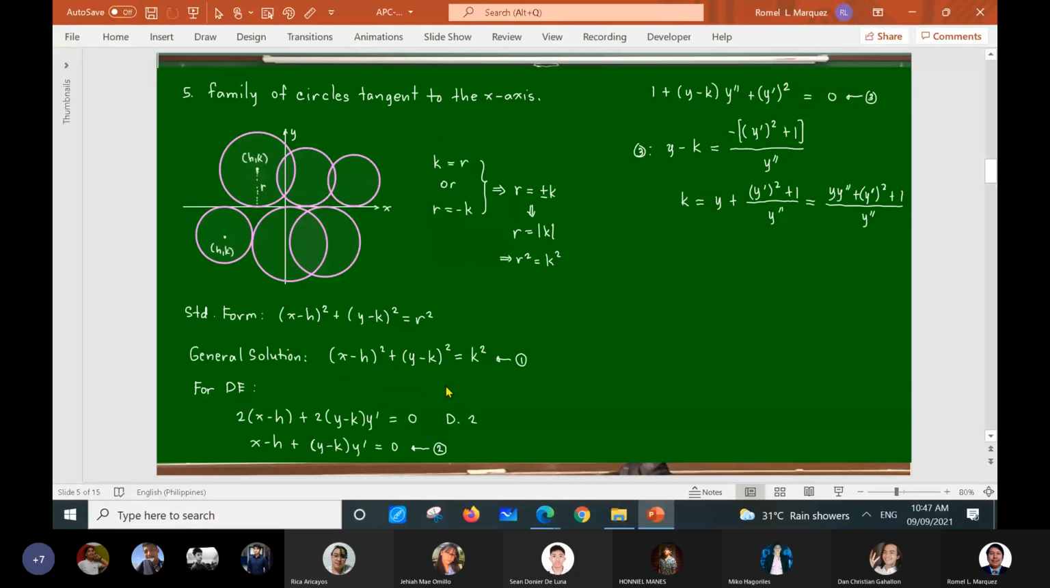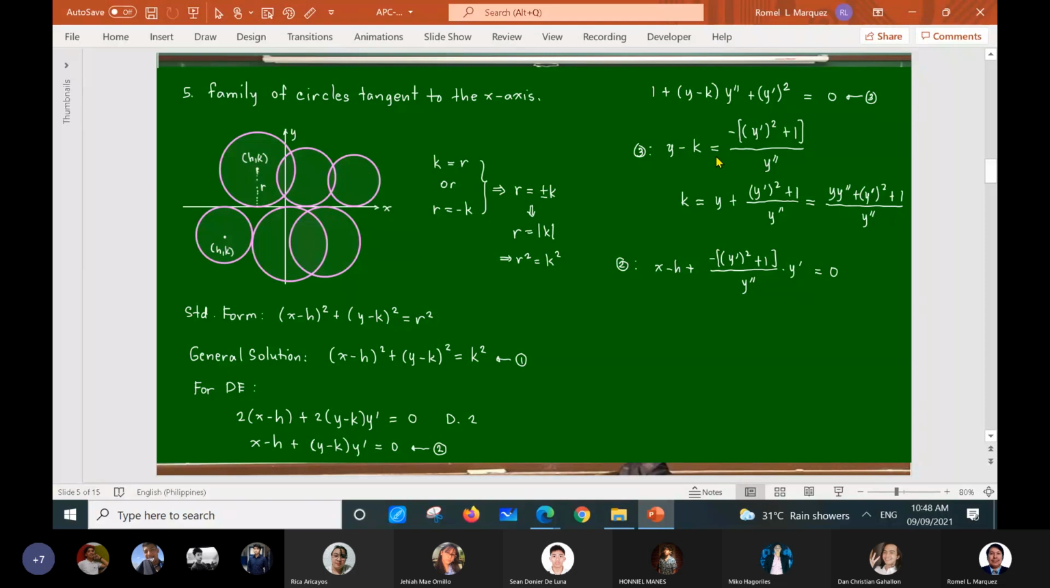Substitute na natin. Una muna, sa 2, itong y minus k para makasolve tayo ng x minus h. From equation number 2, what is x minus h? So that is plus y minus k. But what is y minus k? Negative y prime, quantity squared plus 1, all over y double prime. So ito yung what? Y minus k, no? Okay, guys? And then, what else? Equals times y prime, no? Y prime. Yan. Equals 0.